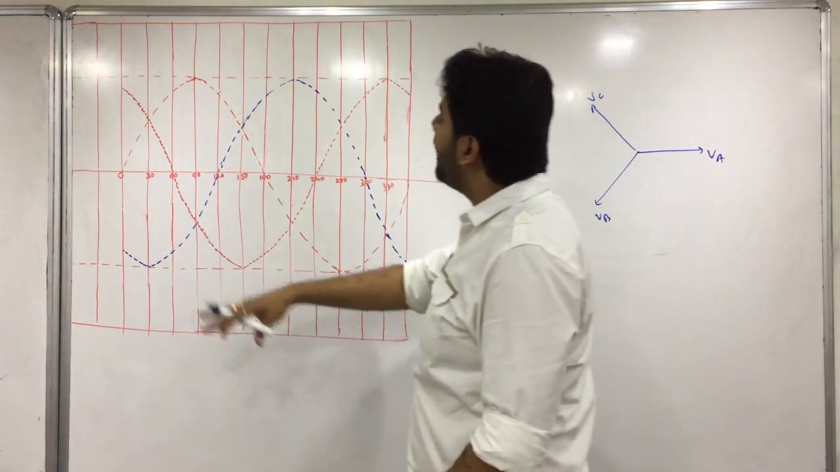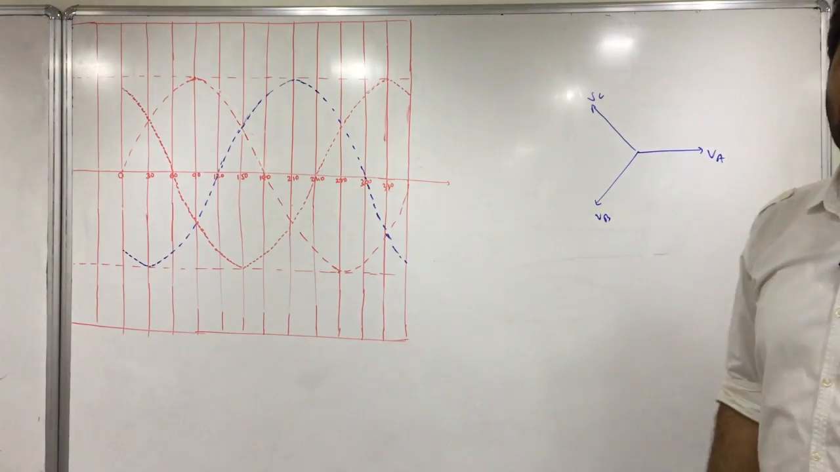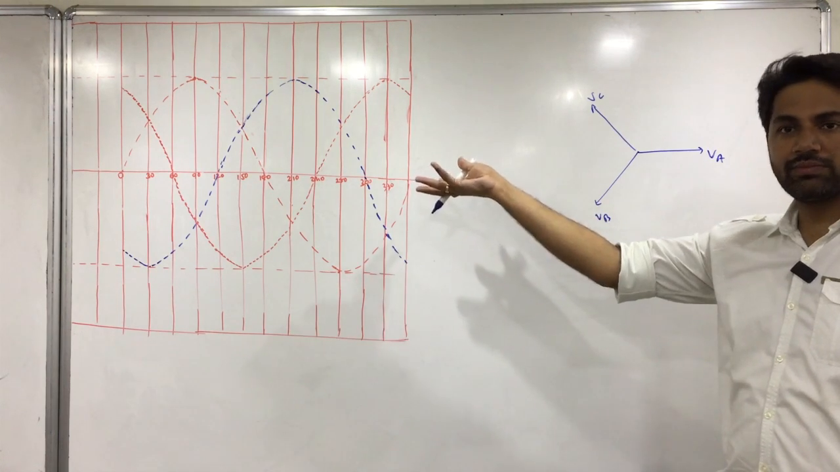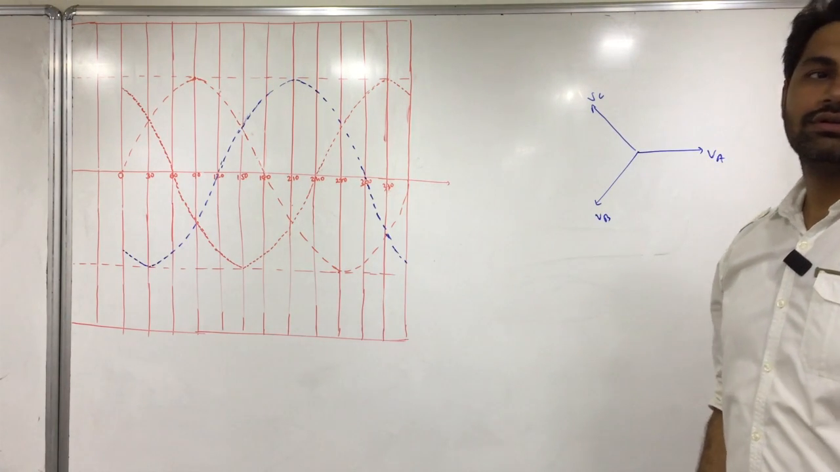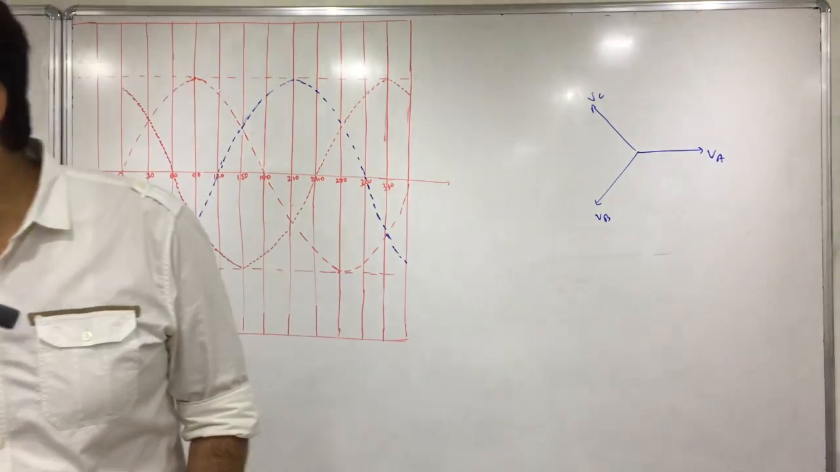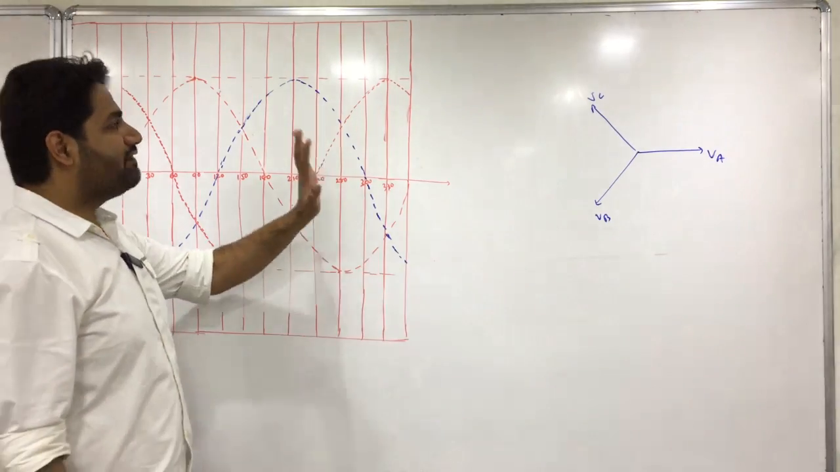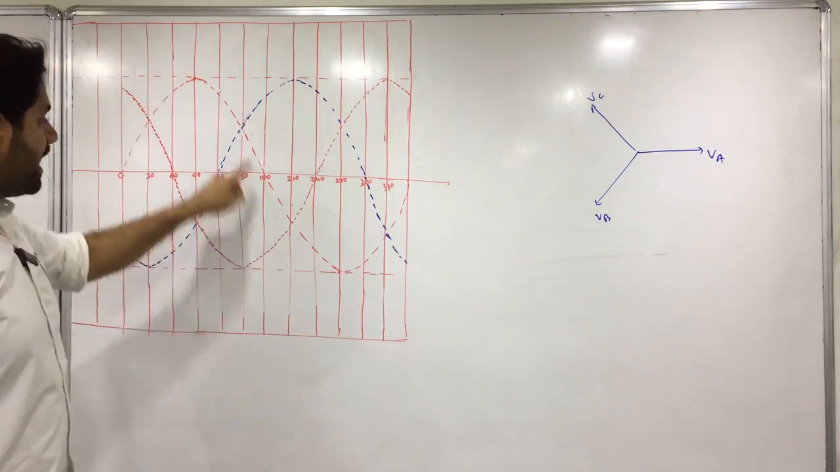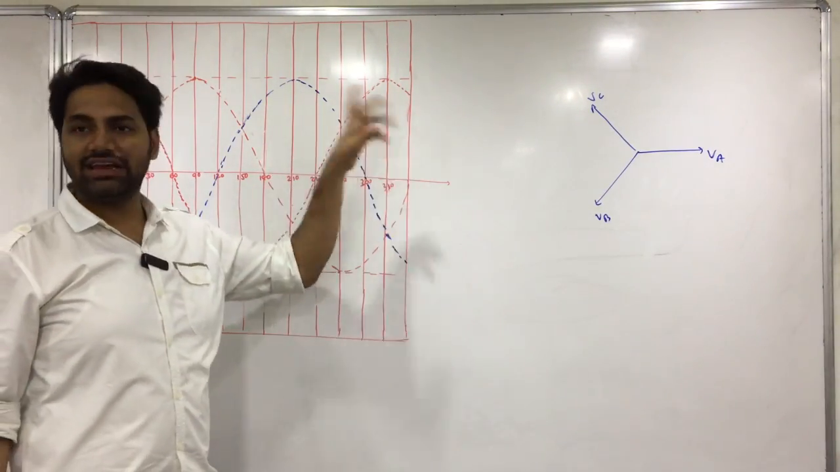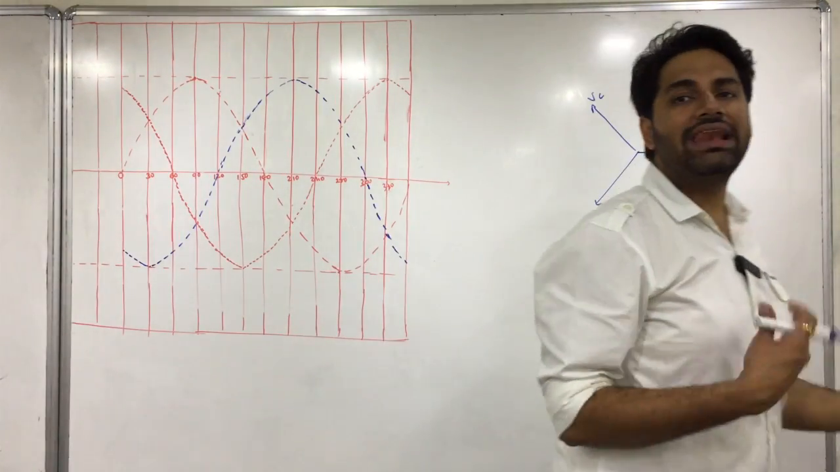Here, if I want to draw line voltage, how will I draw? Will it be the same? No. Then, sorry, these are my phase voltages. This is my R phase, this is my Y phase, and this is my B phase. Fine, these are three phases that we have. So if this is my phase voltage, how will my line voltage appear?